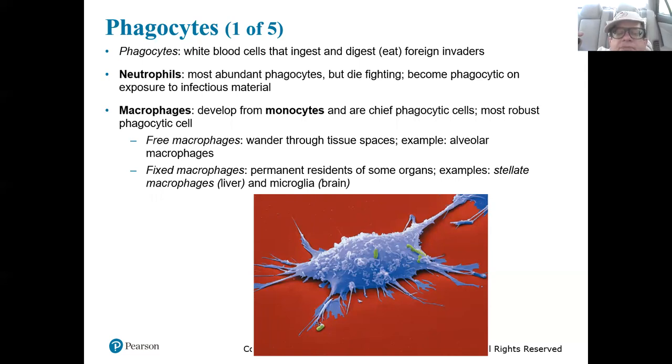And some of those have specialized names. For instance, the ones in the brain we call microglia. The ones in the liver we call stellate macrophages. But they're white blood cells that will attack things that look like they don't belong.